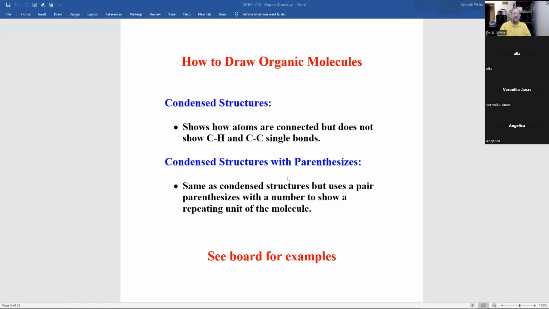All right, we're talking about organic chemistry. One of the things I asked you to learn how to do is how to draw organic molecules. Now I have the condensed with parentheses. I'm not going to ask you to do that, but you should know how to draw condensed structures. In other words, put in hydrogens.